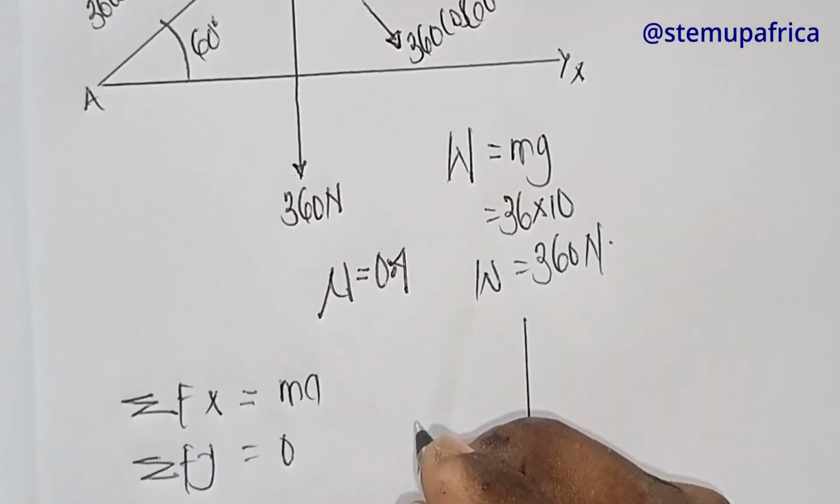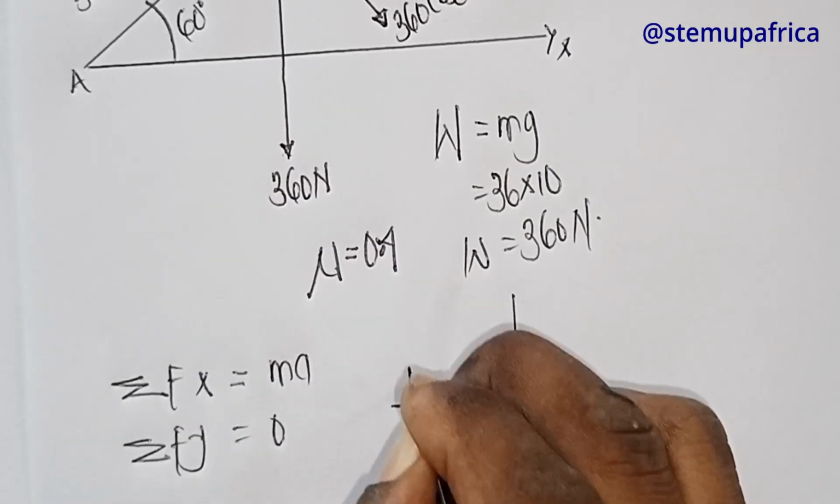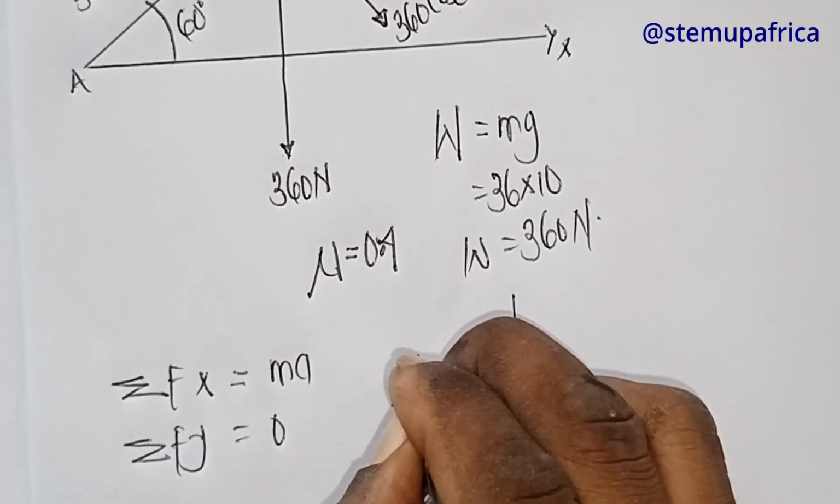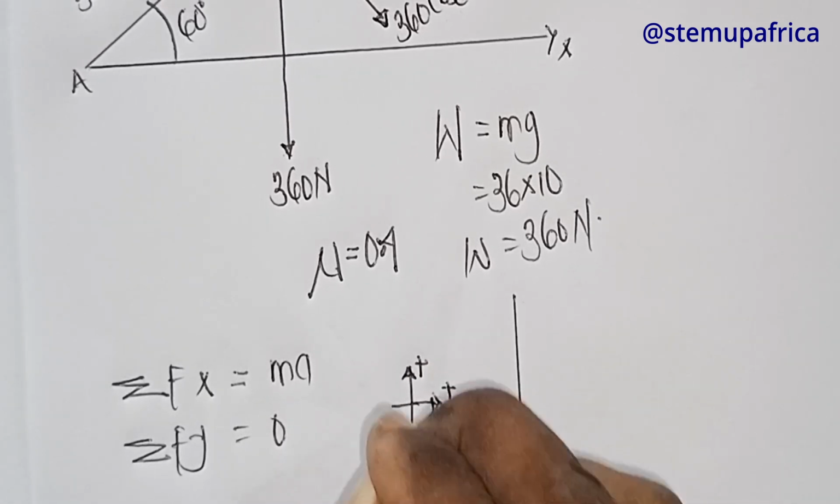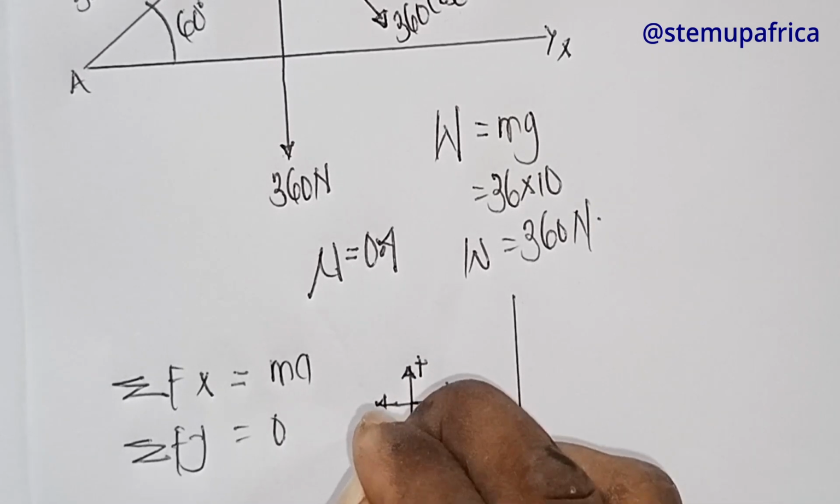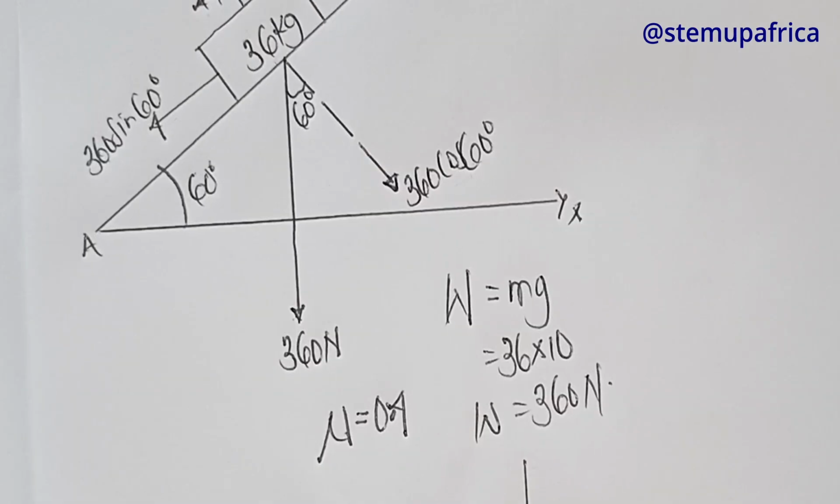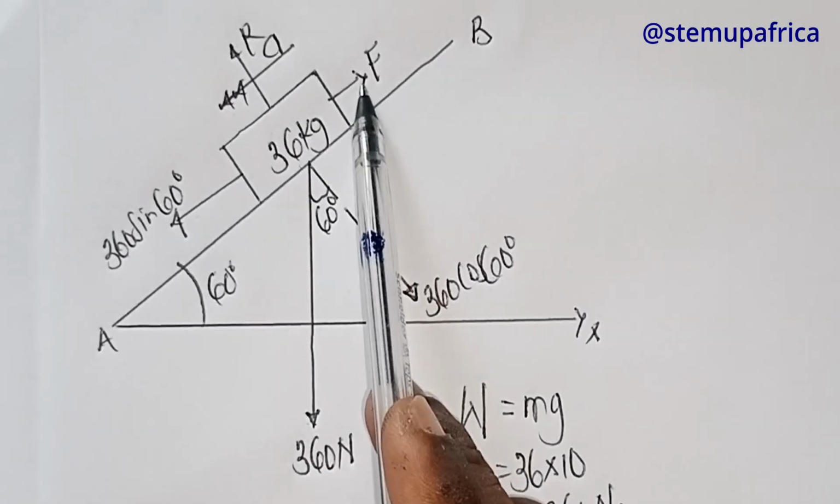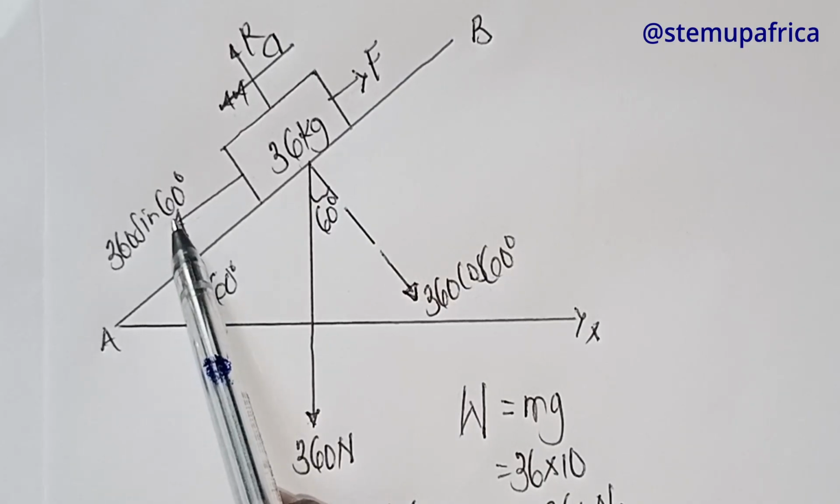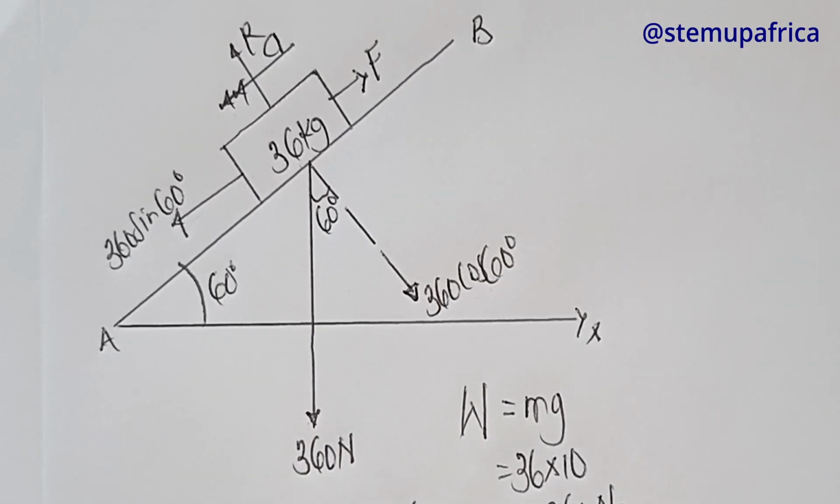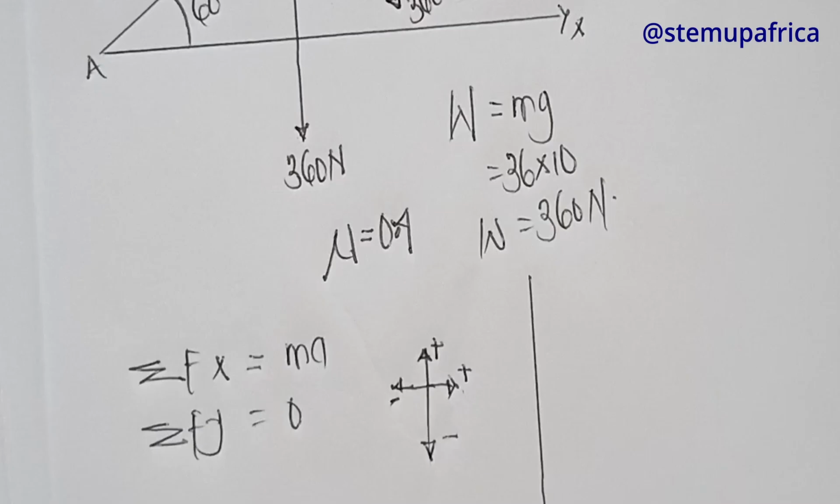So according to sign convention, if the arrow is acting upward, it's positive. Acting to the right-hand side is positive. Acting downward is negative. Acting to the left-hand side is negative. That is sign convention. So you can agree with me, frictional force is positive, while the 360 sin 60 is negative.